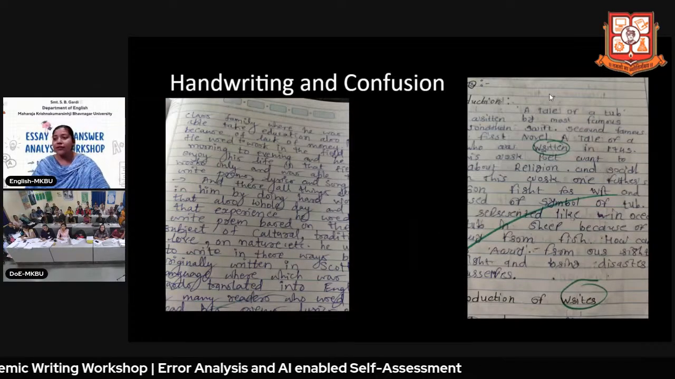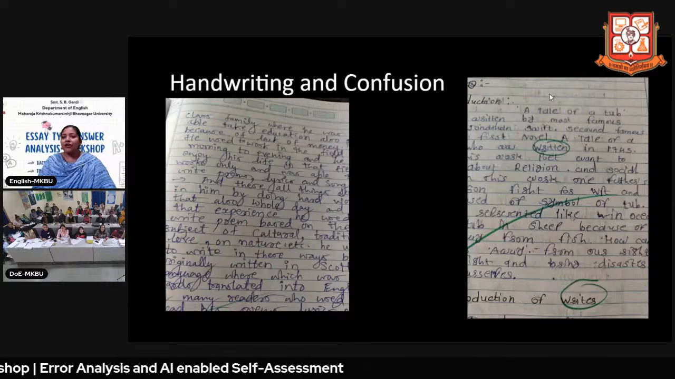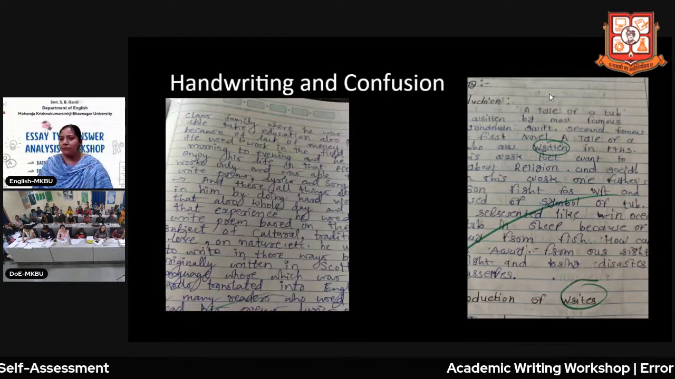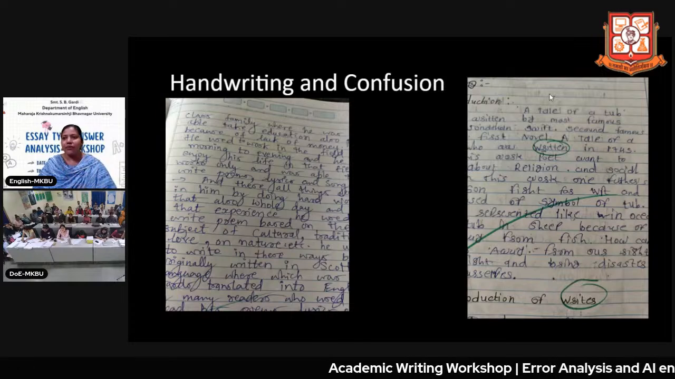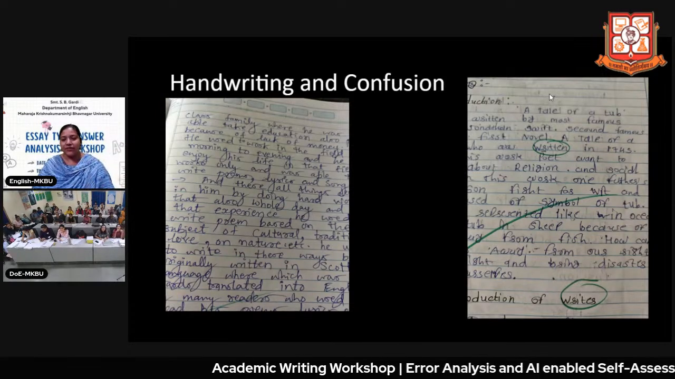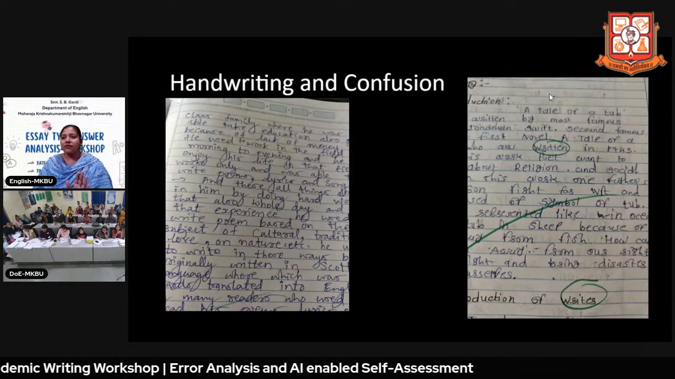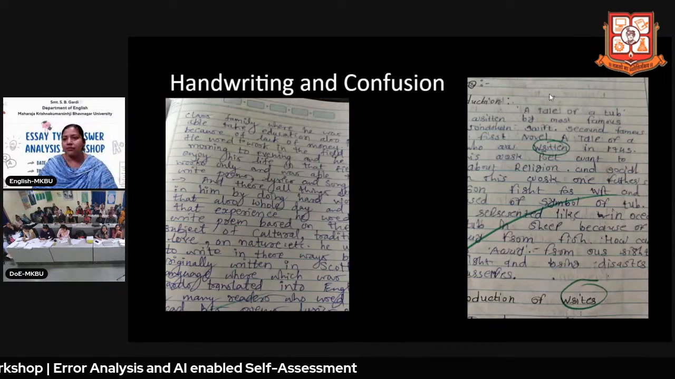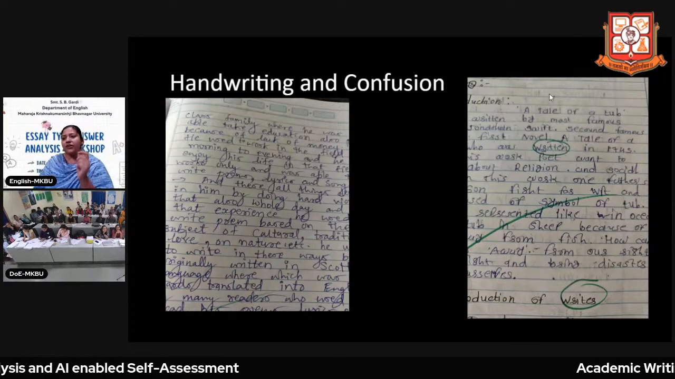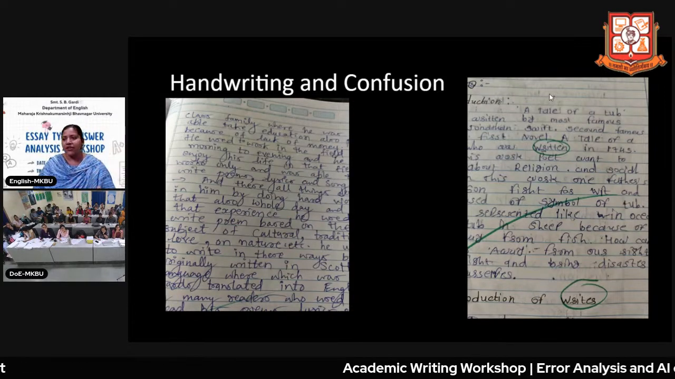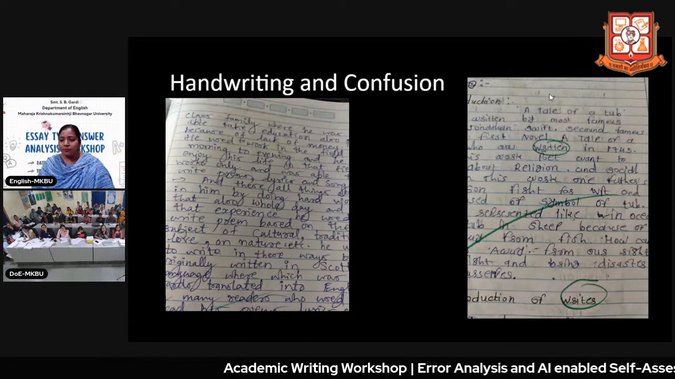Second is handwriting and confusion. Yes, I know that you are writing in a very quick way because you have this time limit and you have to finish your answers. Now, sometimes it happens that whatever you are writing is not clearly visible. At least it should be readable. So for those who are reading your answers, even if you are writing in a hurry, it should be visible.